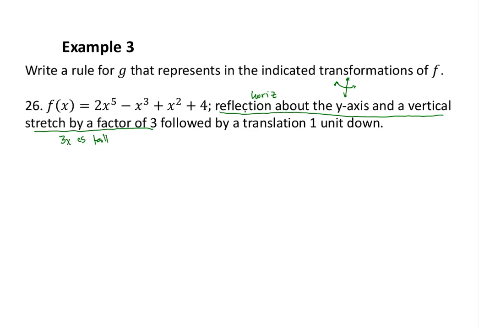Now again, that's not my only job. I have to follow that up with something else, so I don't want to call this g yet. That's my final answer. So h of x is going to take function f, make it 3 times as tall, and it's going to make the input negative. So we've got the horizontal reflection and the 3 times as tall.